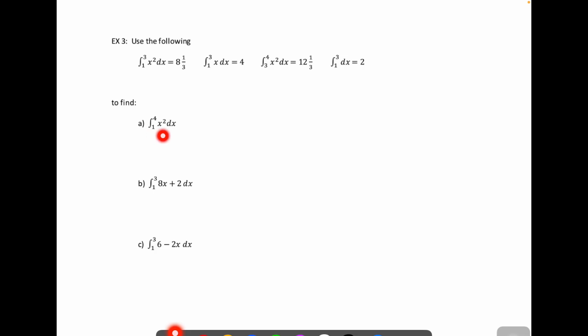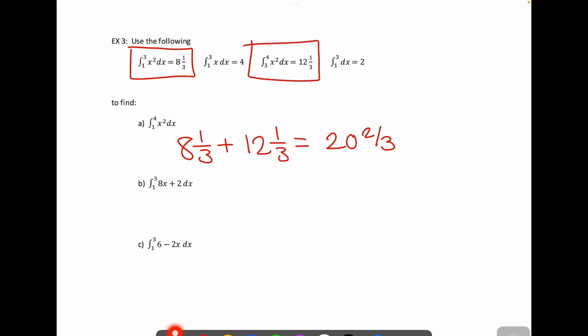I want to integrate x squared from 1 to 4. And so in this problem, I notice that I'm told what the integral of x squared is from 1 to 3, and then I'm told what the integral is from 3 to 4. So if I add these two values together, that will give me the integral from 1 to 4. I'm essentially finding the area from x equal 1 to 3, and then the area from 3 to 4, and adding those two things together. So 8 1/3 plus 12 1/3 would be 20 2/3.